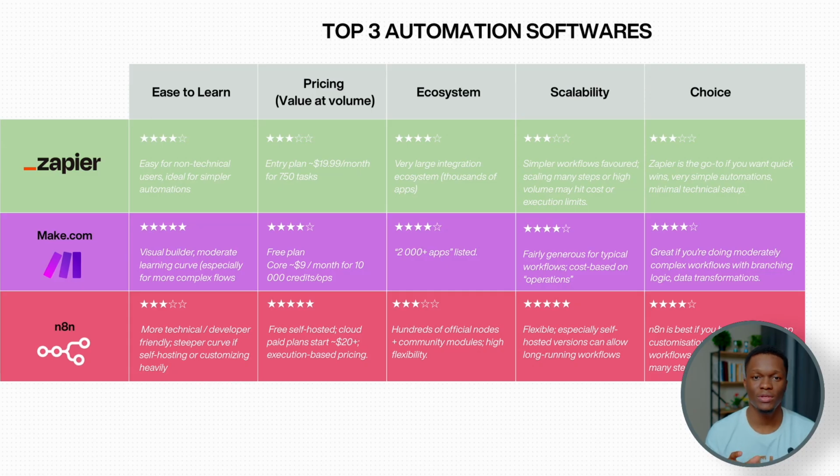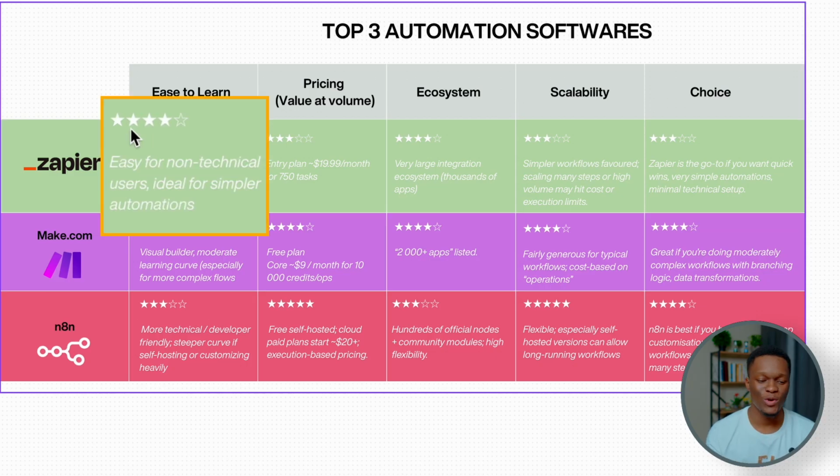Now that we have covered 50% of the basics, let's now review the top 3 automation software out there and compare them based on the ease to learn, the pricing, the ecosystem, the scalability, and finally, what is my choice for you. All right, so we have Zapier, which is a very popular automation tool. It's the oldest of the three. The ease to learn, I gauge it at a 4 out of 5 stars. It's easy for non-technical users.